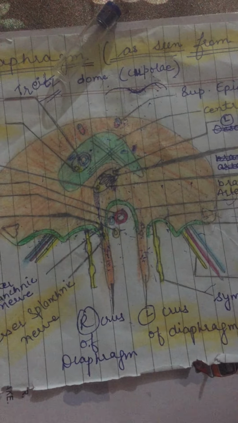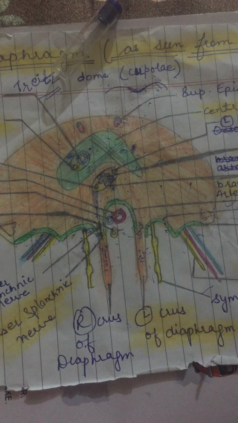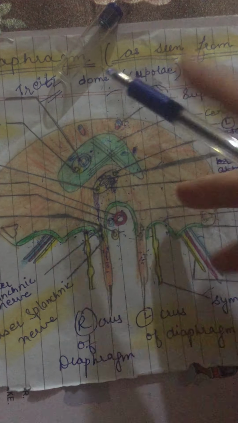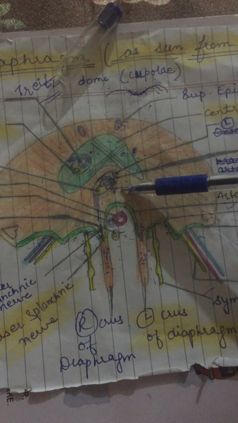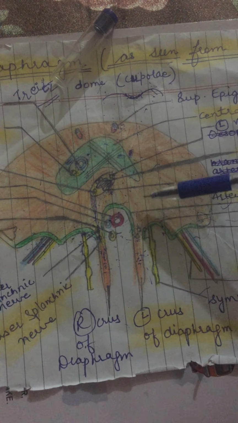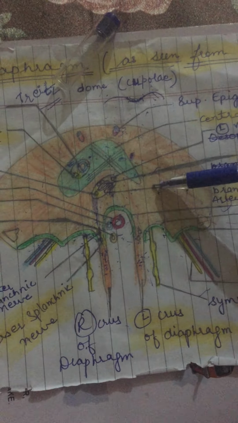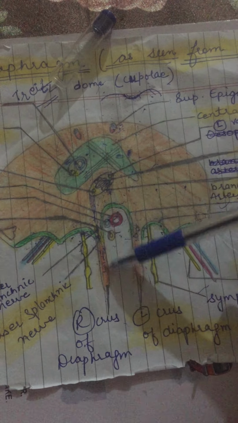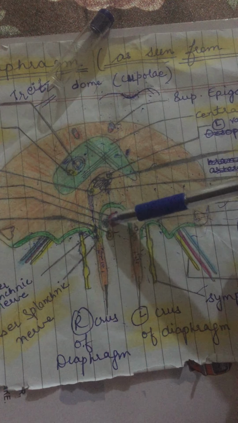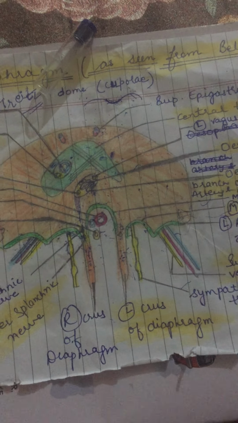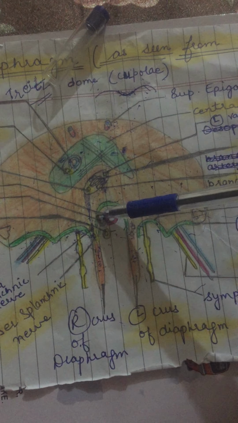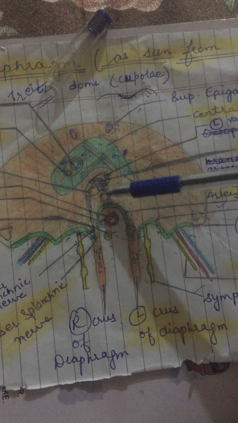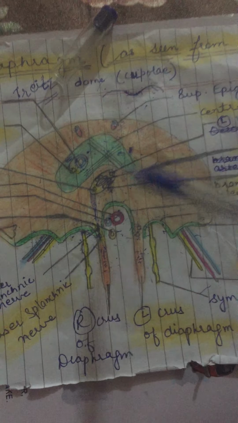Now the vertebral region. From the pair of crura, the right crus is longer than the left crus and more muscular because of the presence of the liver. The liver is a heavy organ, so towards the right side it should be more muscular. The right crus arises from the bodies of the first three lumbar vertebrae.